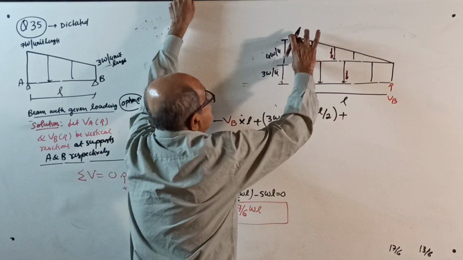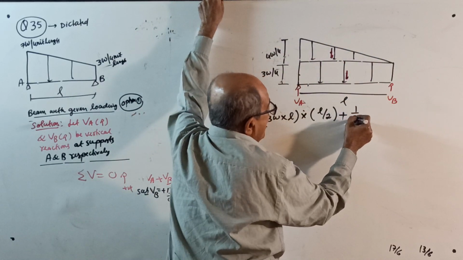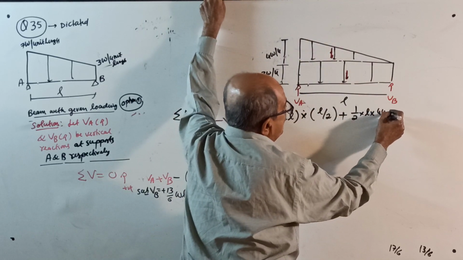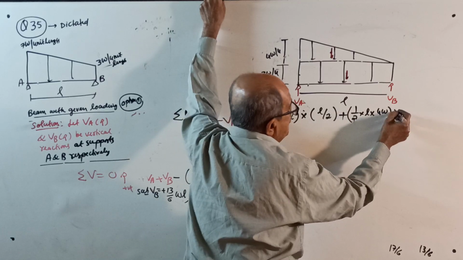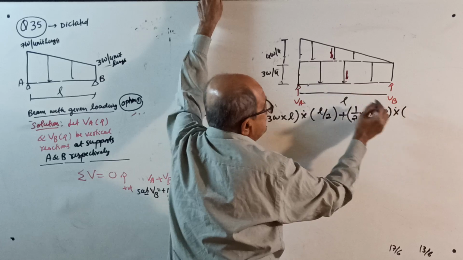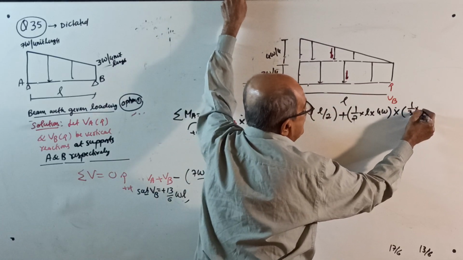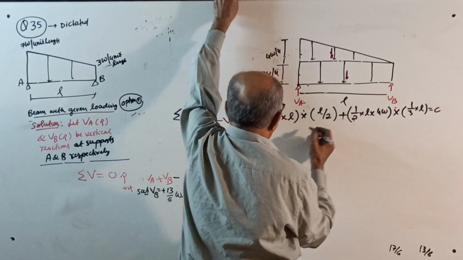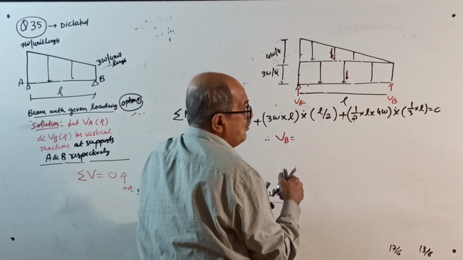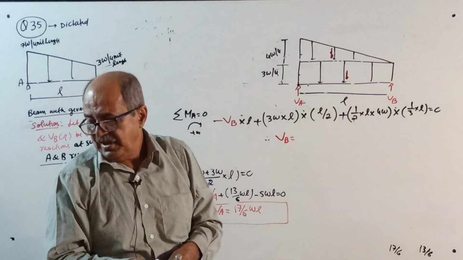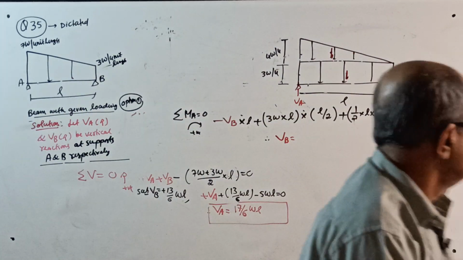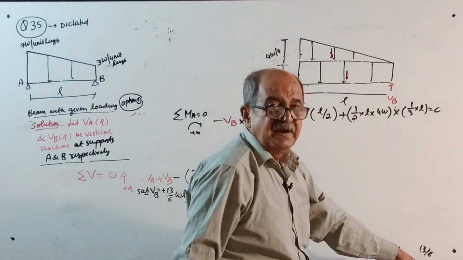Plus this uniformly varying load, half into L into 4W, is the total load multiplied by its centroid, which will be from here 1/3 of L, equal to 0. Therefore, calculate VB. See how I operate the calculator now. The answer is there, 13 by 6.